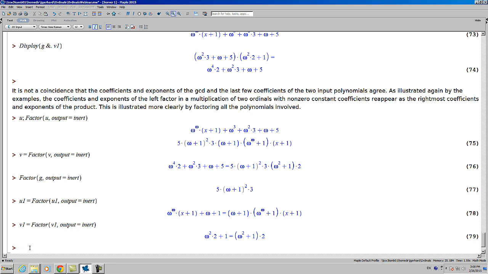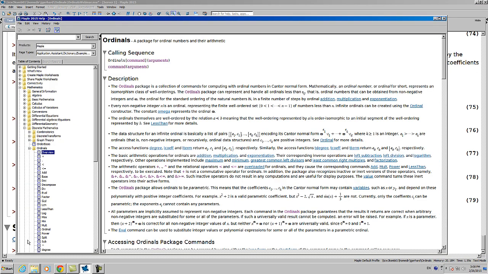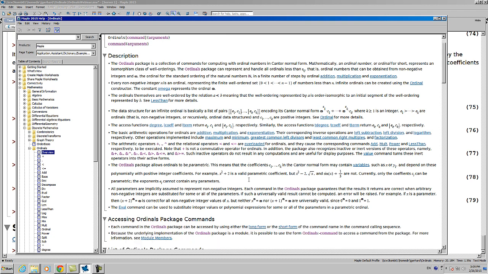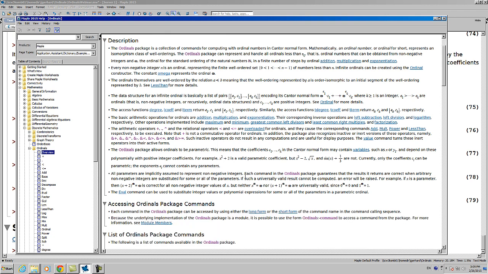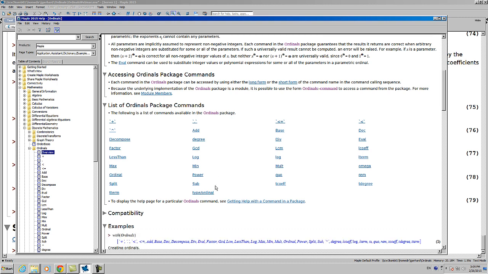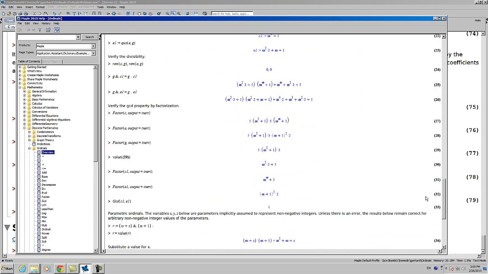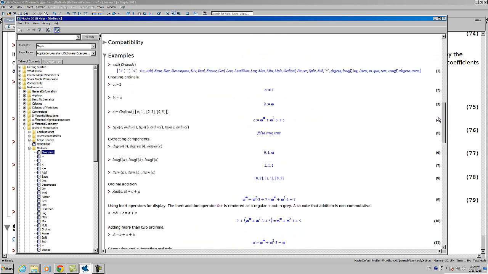Okay, that concludes my presentation for today. If you'd like to know more about ordinals, you can go to the overview help page of the ordinals package, which has a description of all the details of the data structure, of the operators that are available, of how parameters are allowed, and so on. It also has links to all the commands of the package, so each package command has its own help page. And it also has some introductory examples similar to the ones that I've showed you today.